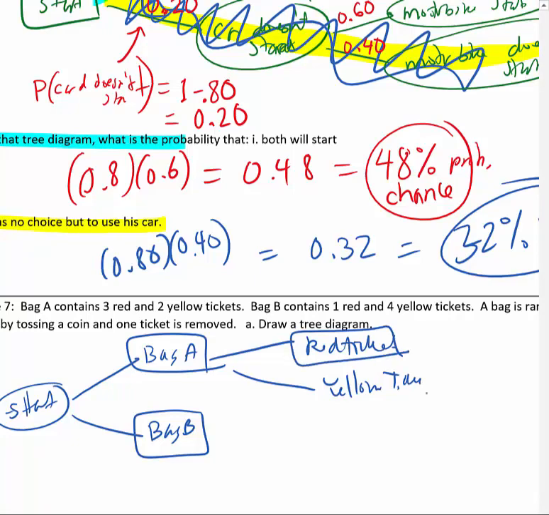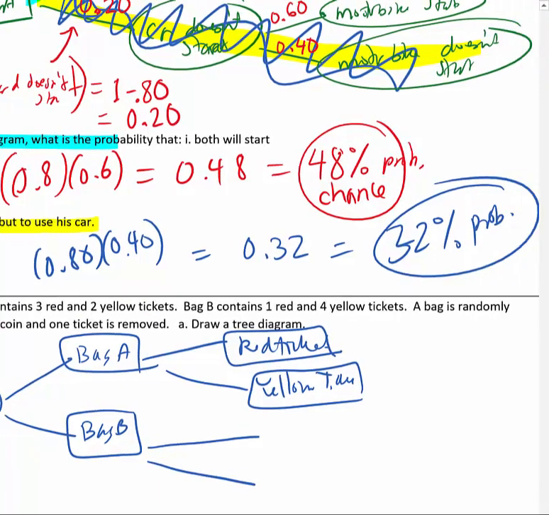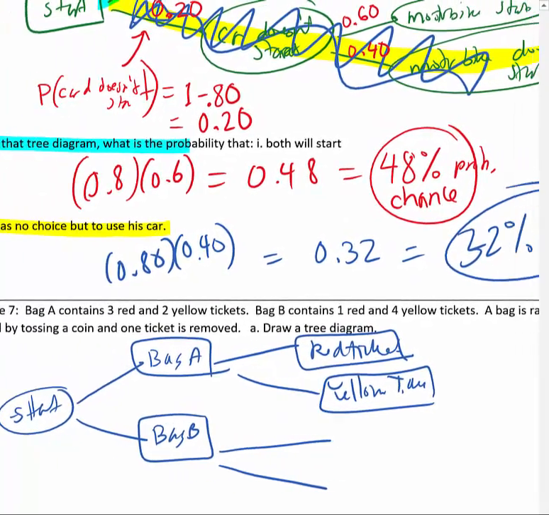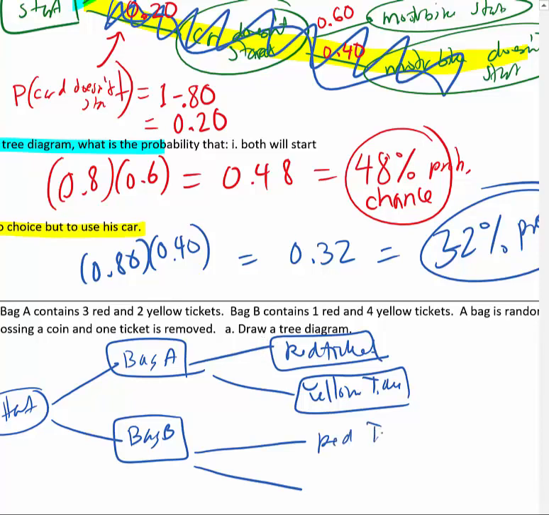And if you're wondering about the numbers, there are 3 red and 2 yellow. That'll help us with the probability. So let's see, and then if you chose bag B, there was 1 red and 4 yellow, but still the same choices. Either you get a red ticket or a yellow ticket. Alright, now let's think about the probabilities.